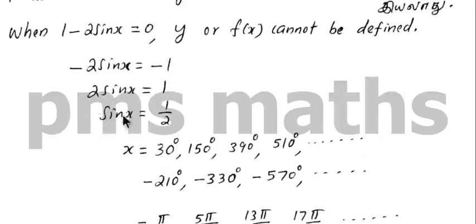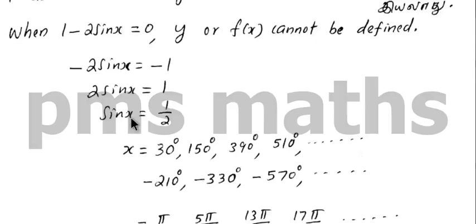Then sin x is equal to 1 by 2, when the 2 goes to the right side. Sin x is equal to 1 by 2. Then find out the value of x. x is equal to 30 degree, 150 degree, 390 degree, 510 degree, minus 210 degree, minus 330 degree, minus 570 degree, etc.